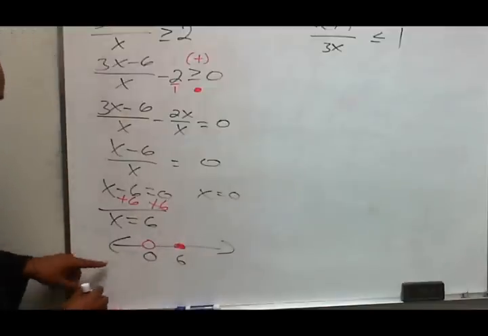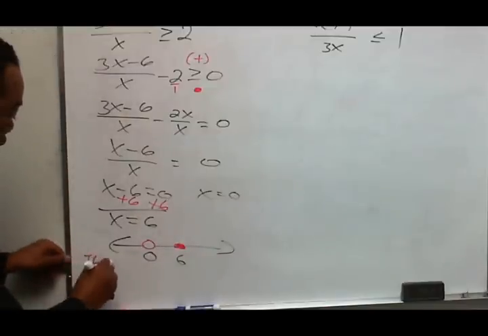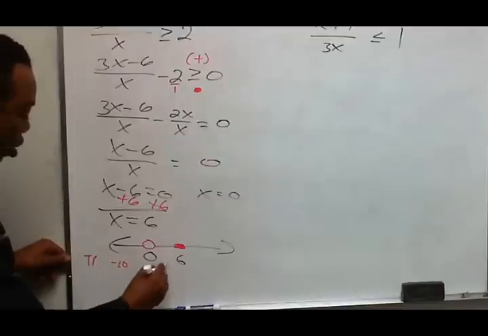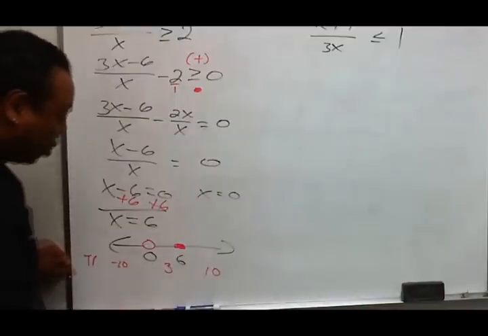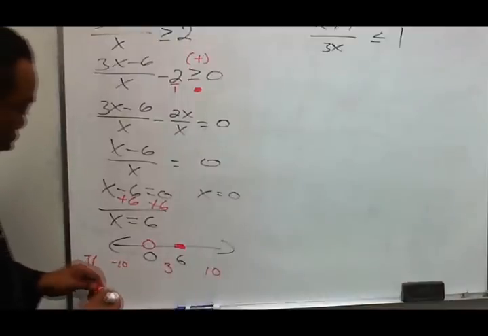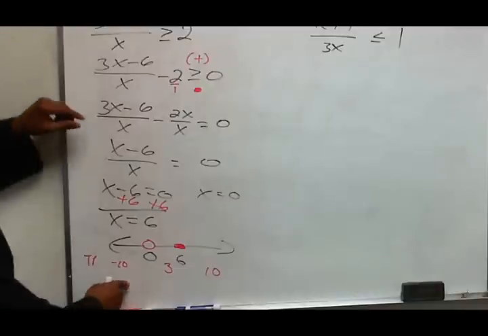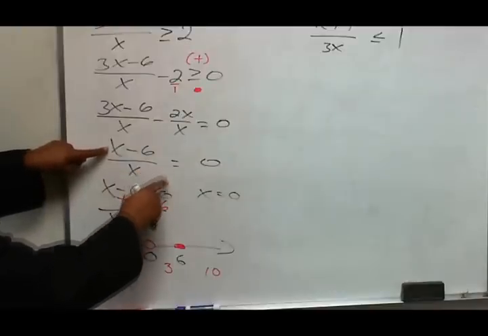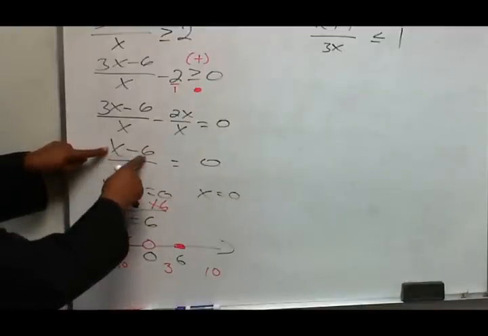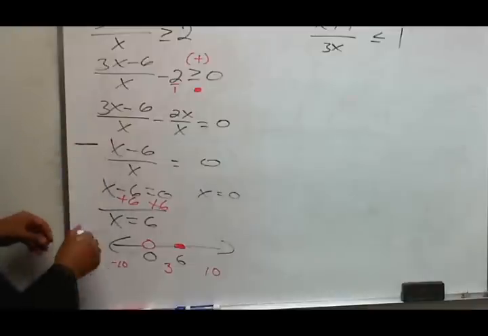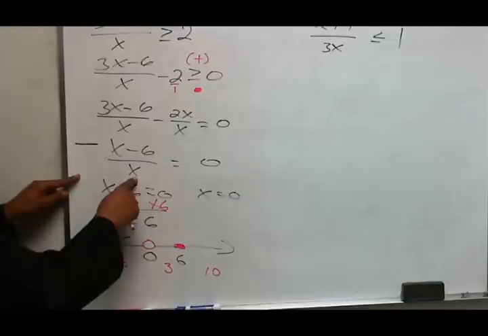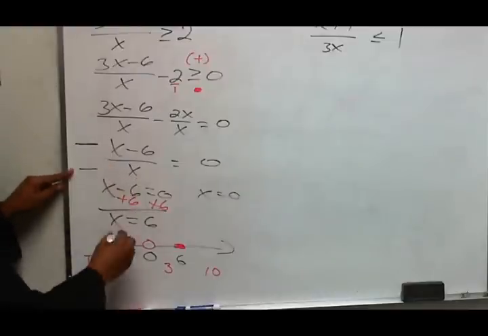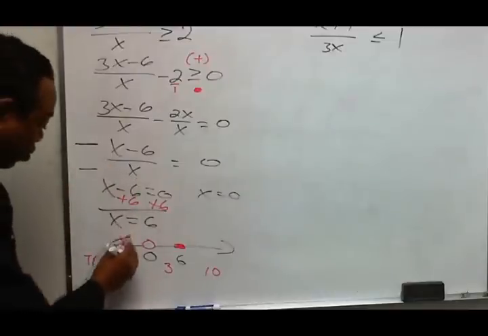And now we need some test points. So let's try negative 10, 3, and positive 10. So negative 10, and here's right here, because this is set equal to 0. So negative 10 and a negative 6 together are negative. A negative 10 is negative all by itself, so a negative out of a negative means that this portion here is positive.